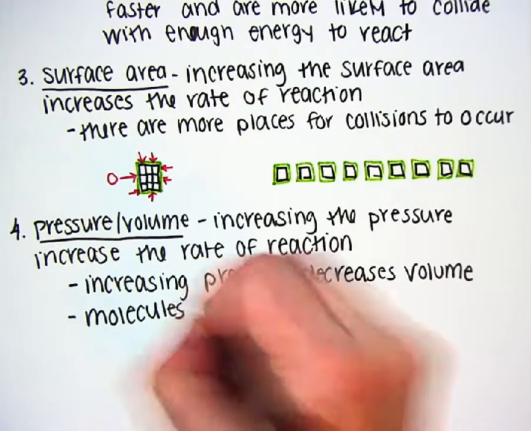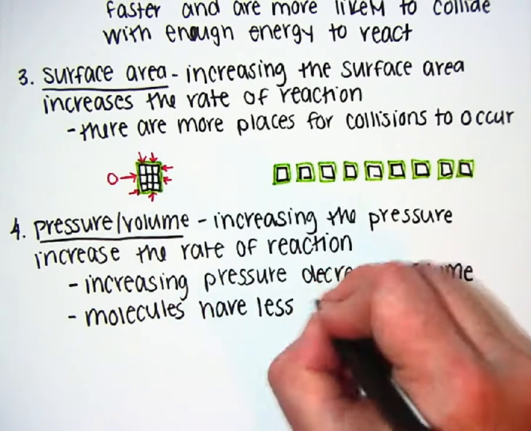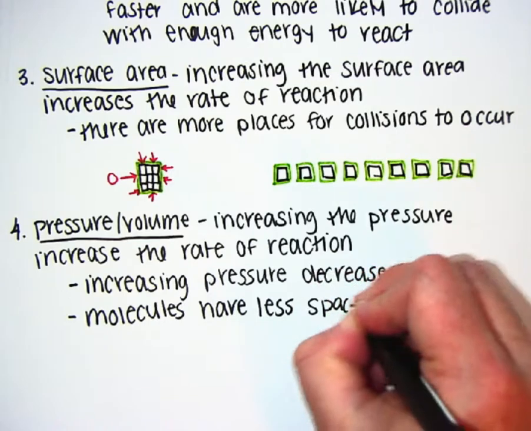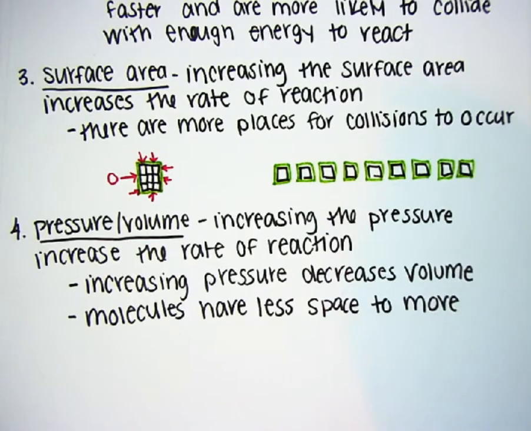If we decrease volume, we're going to have less space. So now molecules have less space to move, which means they're more likely to collide.